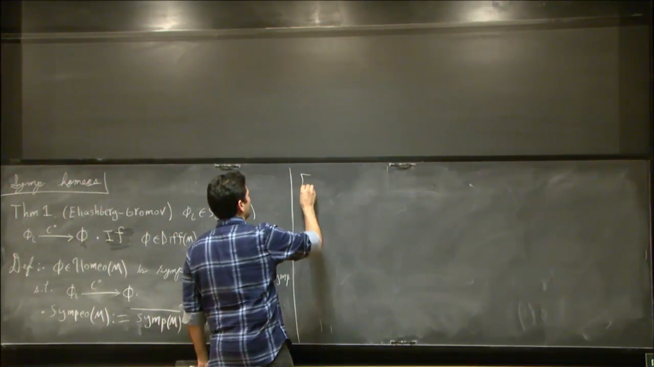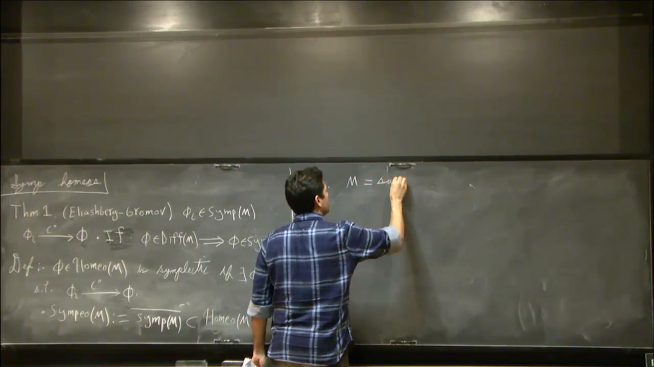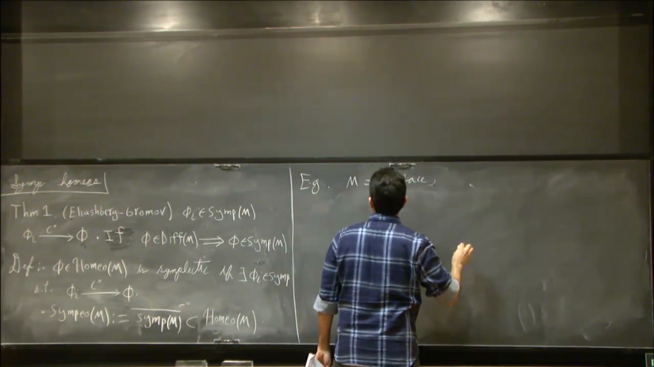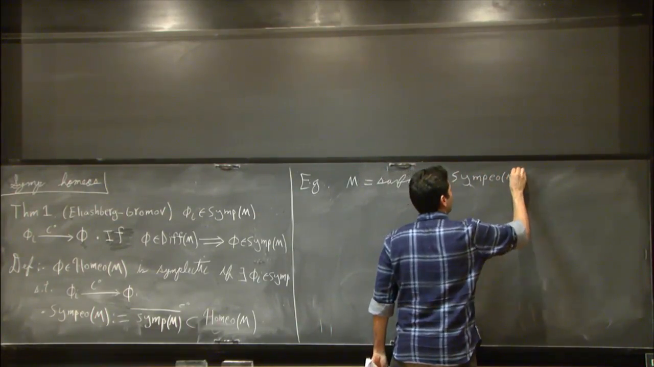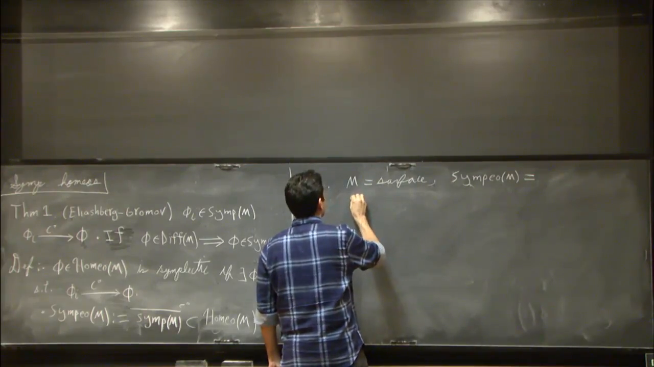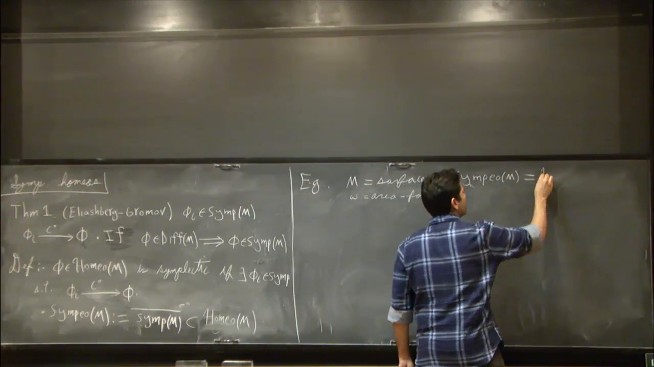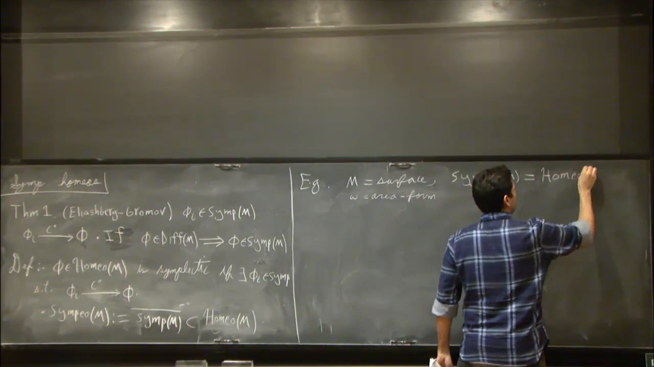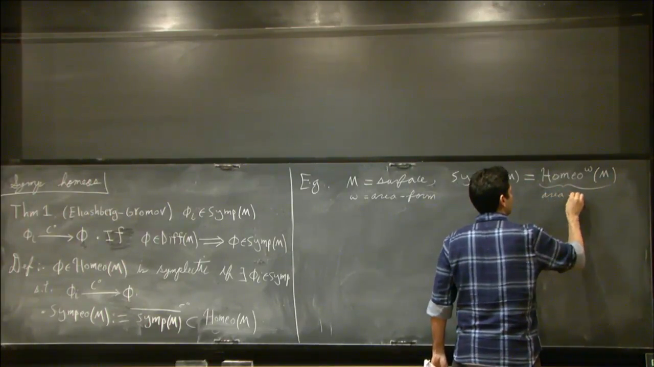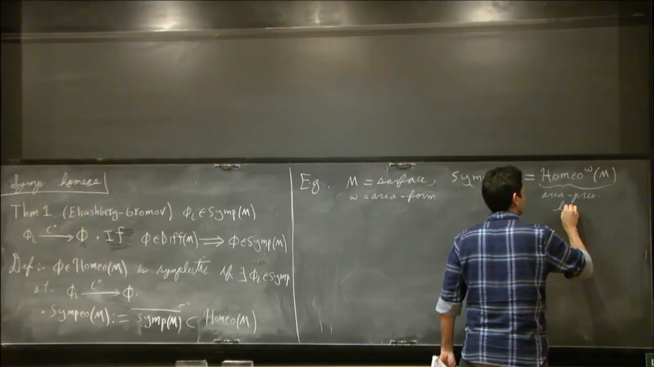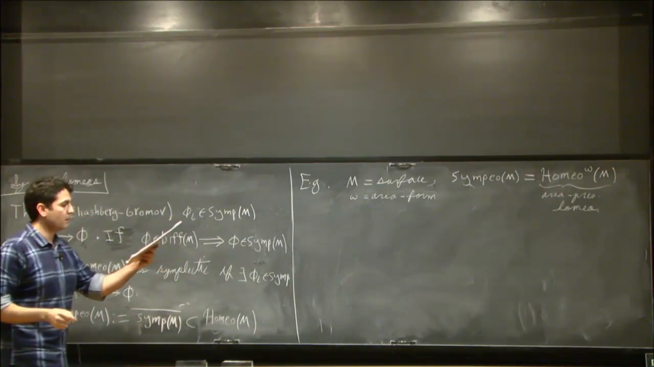In case you're wondering, looking for a class of examples, you could take M to be a surface with an area form. In this case, the symplectic homeomorphisms are just area preserving homeomorphisms of M. So this is a big enough class of examples, and there's plenty there to play with.